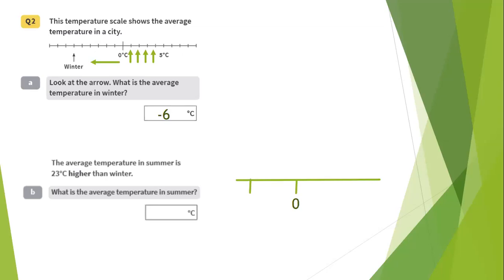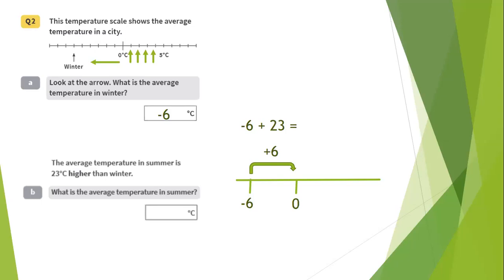And I'm also going to mark -6 because I need that to answer the question. Because what I need to do is find out what -6 add 23 is, because we're going to increase the temperature from winter to find the summer temperature. So I'm going to do some jumps on my number line. First of all, I'm going to jump to 0. So I needed to jump 6, to add 6 to -6 to make 0.